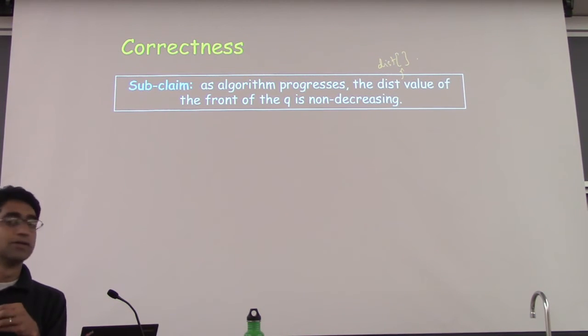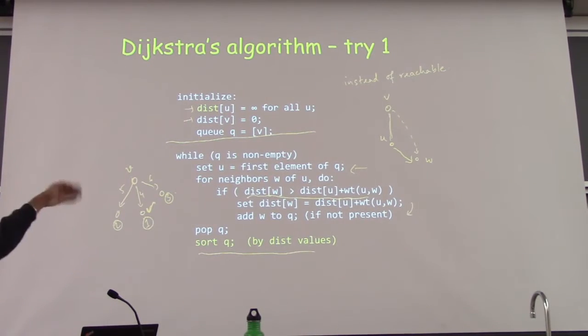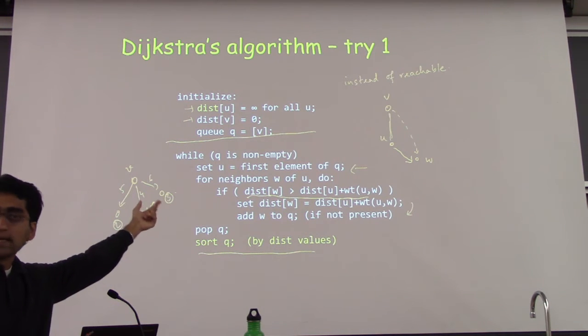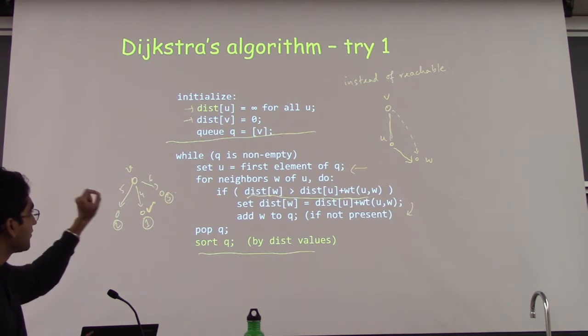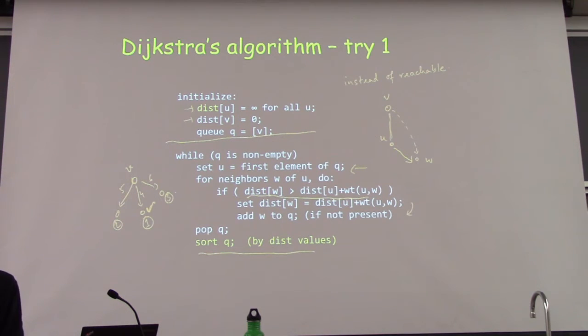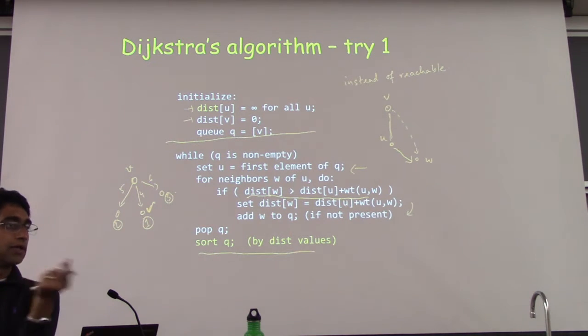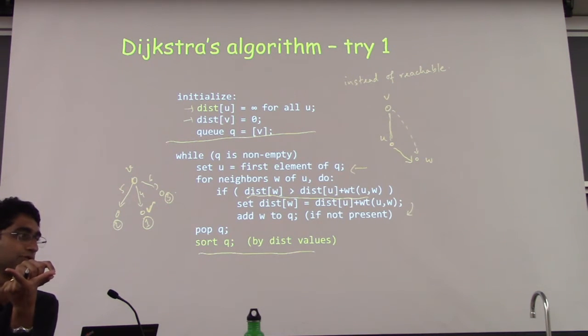So we are claiming that you have this while loop, and this is going on, and then these dist values are getting updated like this. The claim is, as this loop proceeds, the dist value for the element at the front of the queue always keeps increasing. So why is that? Because your queue is sorted. Well, the queue is sorted, sure, but you have to say that you never update it so that you become smaller than the smallest element of the queue.